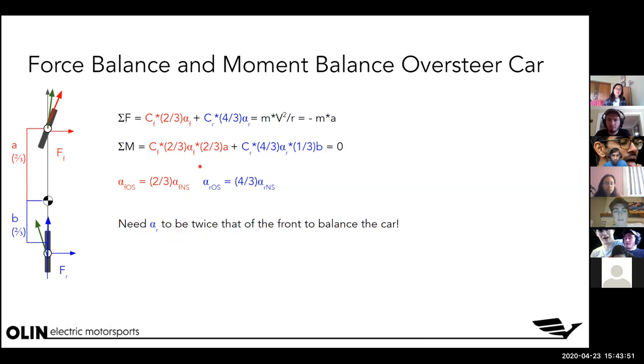So we have, now that A is 2/3 and B is 1/3, for these two quantities to be equal, we need the slip angle in the rear to be 4/3 and the slip angle in the front to be 2/3. Same thing as the understeer car, but now the quantities are just reversed for front and rear. People see that? Cool.